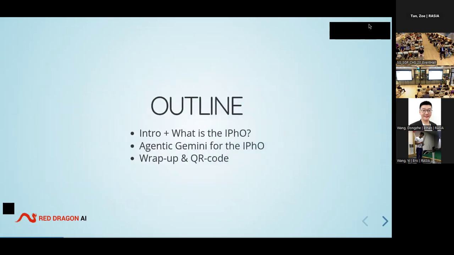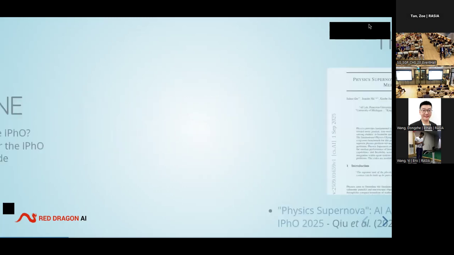In terms of outline, I'm going to talk a little bit about what the IPhO is, and then how people have used this agentic Gemini to do this task. And then afterwards, I'll have a wrap-up and also a QR code, so you don't need to take photos. I do know that people do go through the link, so that's kind of interesting from other times.